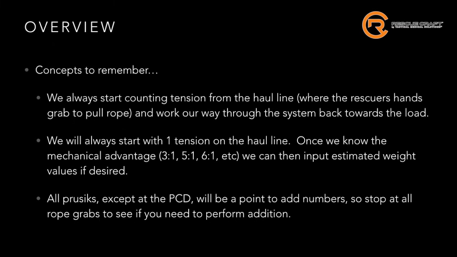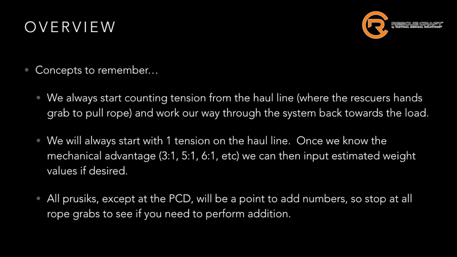Concepts to remember: we're always going to start counting tension from the haul line, which is where your hands are going to grab that rope to start pulling, and we're going to work our way back through the system and end at the load. The number that we hit on at the load is what that mechanical advantage is going to be. It's just a ratio between what our input is and our output. So when we write that 5 to 1, the 1 is going to be our input, the 5 is what the resultant output is going to be.